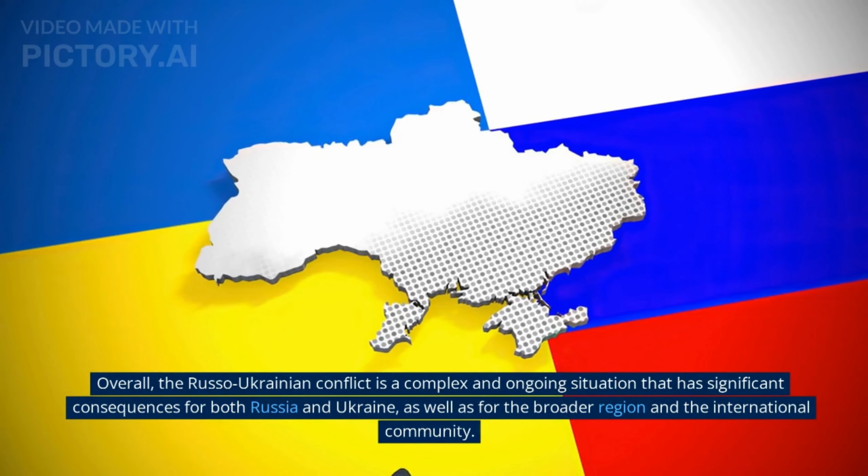Overall, the Russo-Ukrainian conflict is a complex and ongoing situation that has significant consequences for both Russia and Ukraine, as well as for the broader region and the international community. It remains to be seen how the conflict will ultimately be resolved, but it is clear that it will have lasting consequences for all involved.